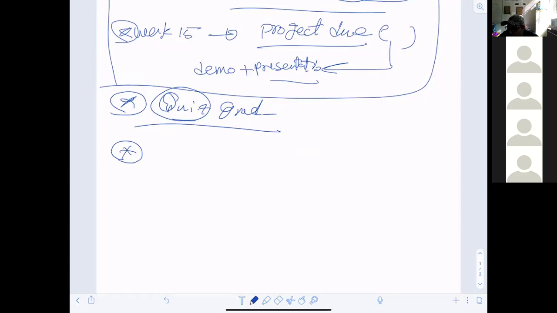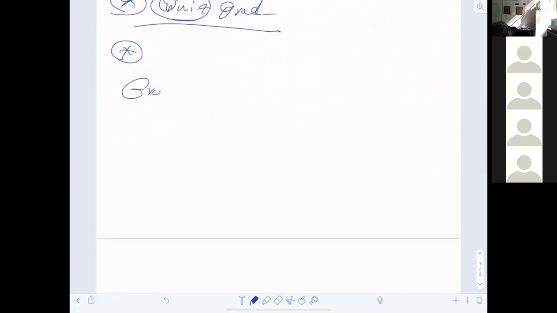I have here groups A to K. So group A, what exactly you're going to do is the following. You have two options. One option, you try your own project, or I will assign your project. Which way do you prefer?